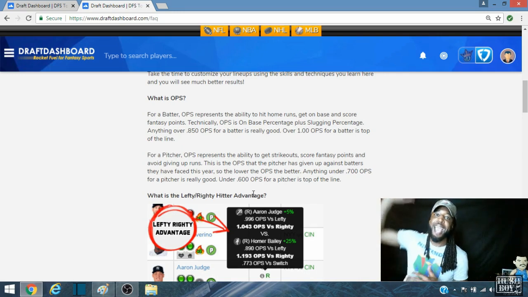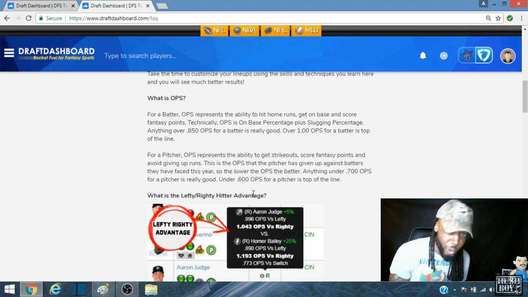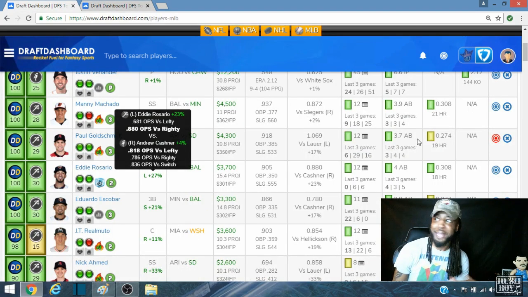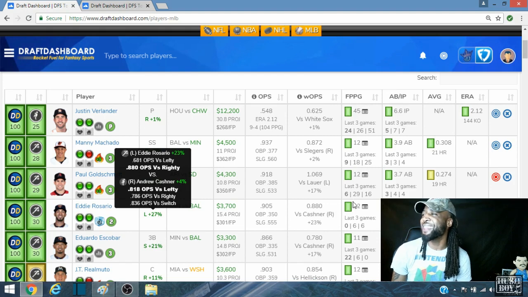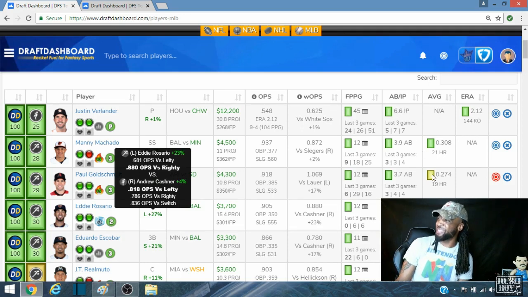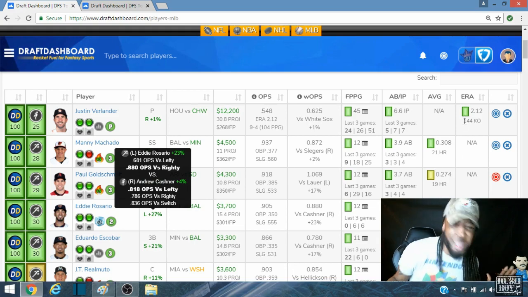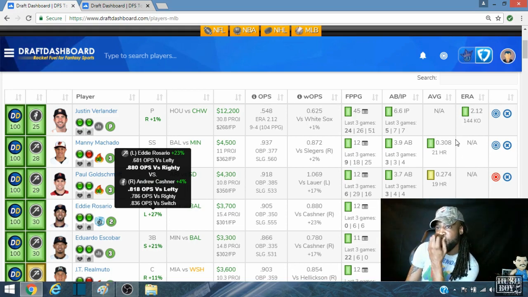OPS needs to be high for a batter and low for a pitcher. Other fantasy players are not getting this information right here. You can see how many fantasy points they had the last 3 games. What's their average on fantasy points? Their last 3 games, innings pitched and at-bats. Their average, their ERA.